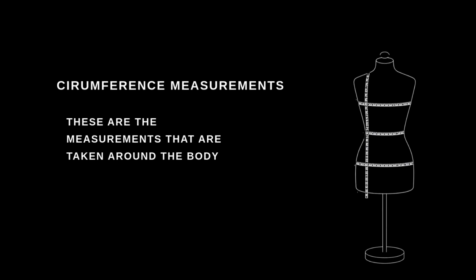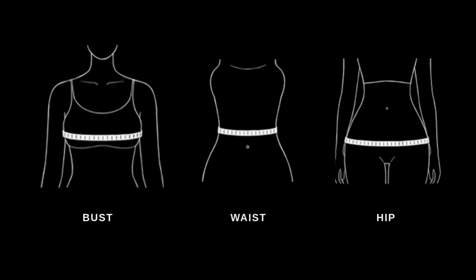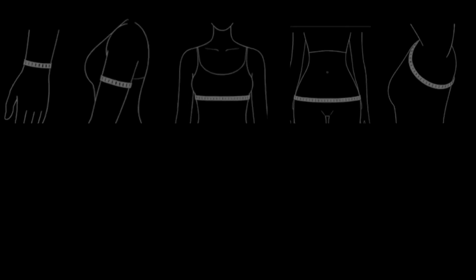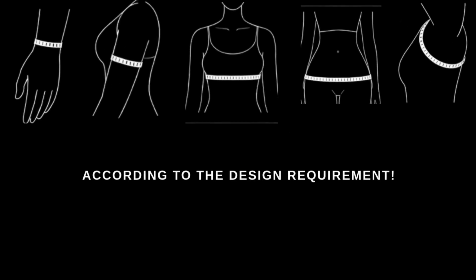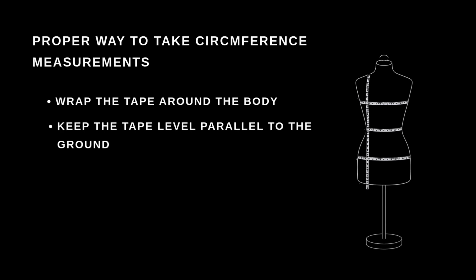Next, we have circumference measurements. Generally, the circumference measurement, as the word itself says, is measured around the body. Here we have bust circumference, waist circumference, hip circumference. Then we have knee circumference, thigh circumference, the calf, ankle, everything according to the design that you are creating. The proper way to take a circumference measurement is to wrap the tape around the body at the required level, let it be bust, waist, hip, or any circumference measurement you are taking. Don't forget to keep your tape level, parallel to the ground. Do not tilt it and do not pull too tight.